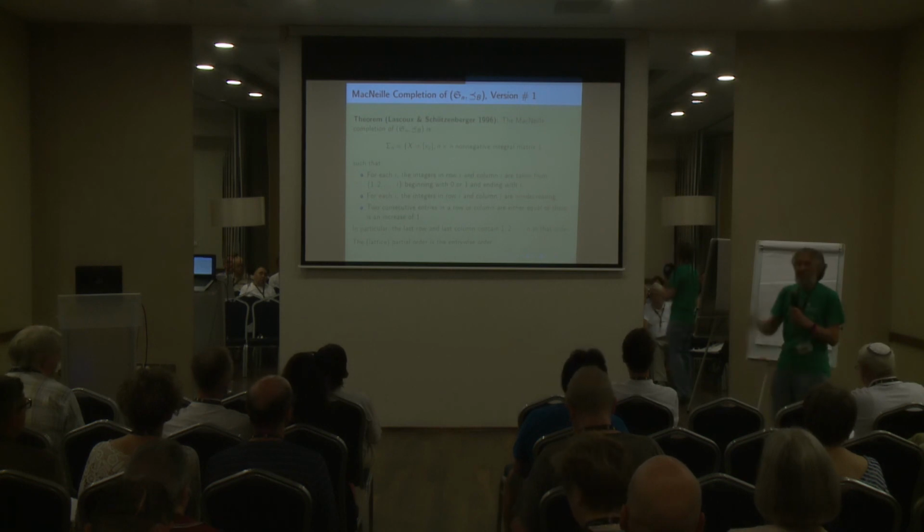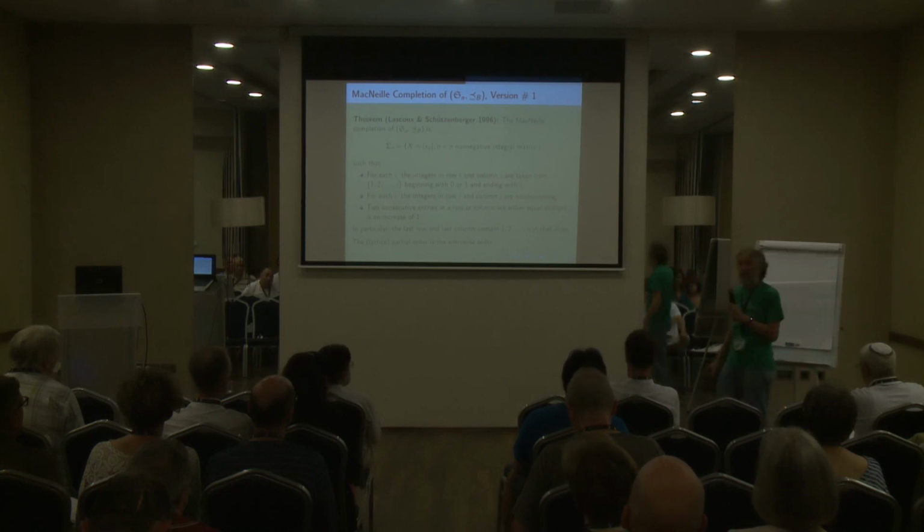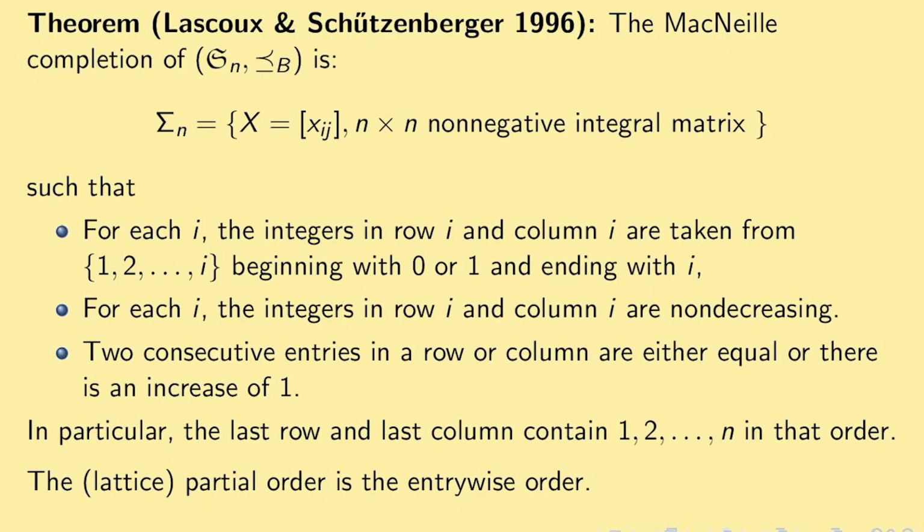I really don't need this mic for you to hear me, but it has to end with a 1. I'm sorry, it has to end with an I. For each integer, the entries in row I and column I are non-decreasing, okay? They only go up. If you think of the sigma, it should go up, okay? And two consecutive entries in a row or column are either equal or there's an increase of 1. In particular, the last row and the last column are just the identity permutation, 1 up to n.